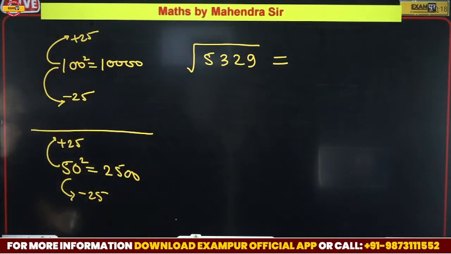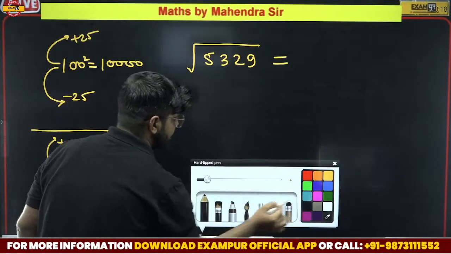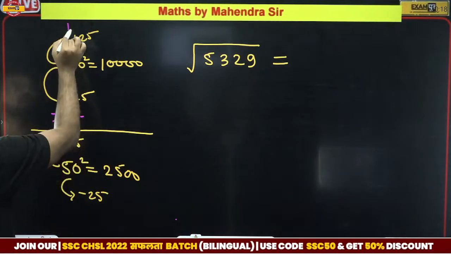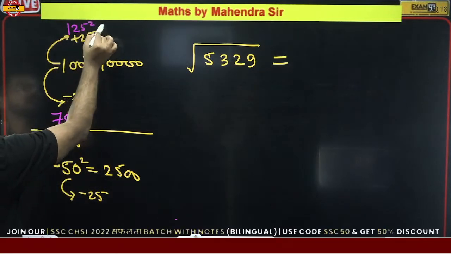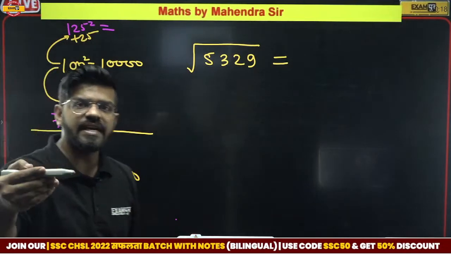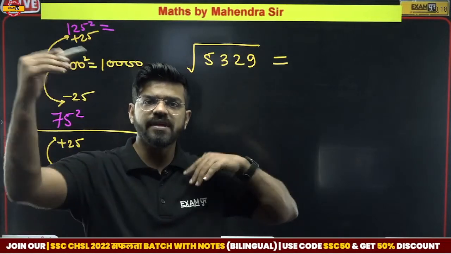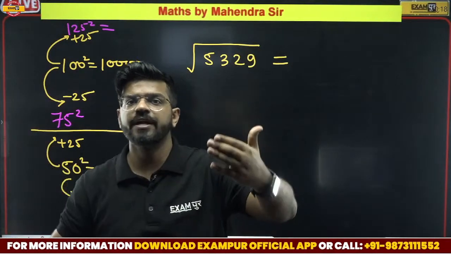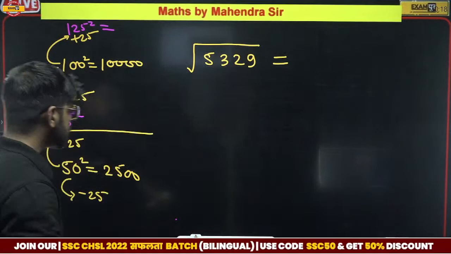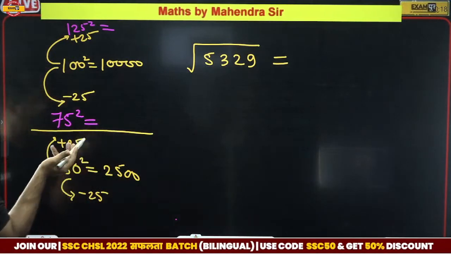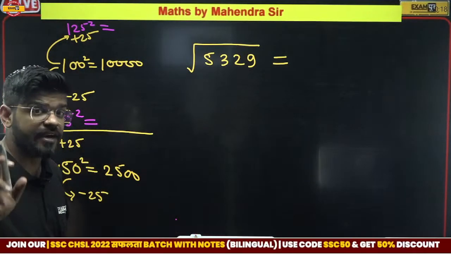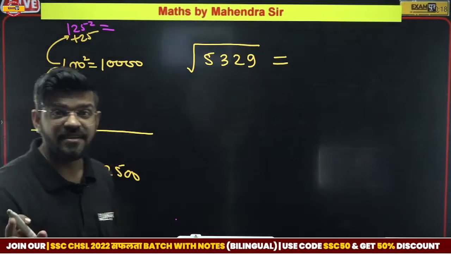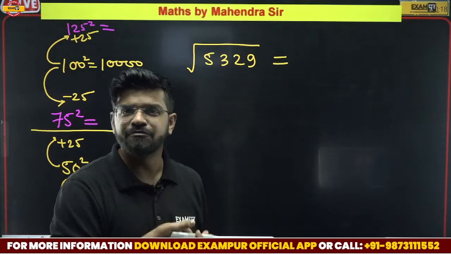So what is the threshold here? The threshold is nothing but 75 square, and here 125 square, and above that 175, 225, 275 and 325, 375, 425. Clear? So how do we calculate 75 square? The first trick I told you was how to calculate a number having the digit 5 at the end. Now you understand why I told you that first.